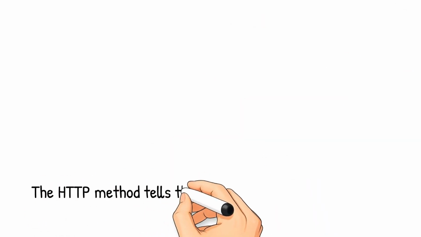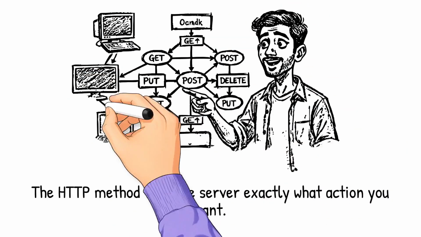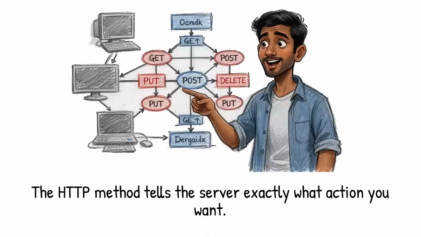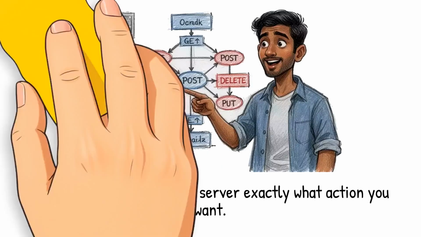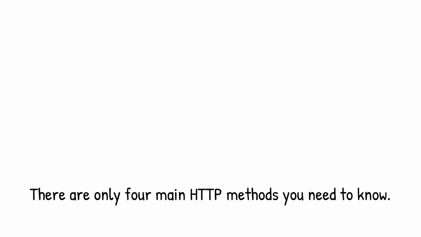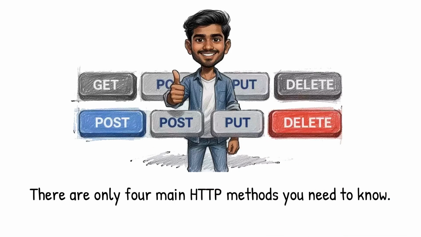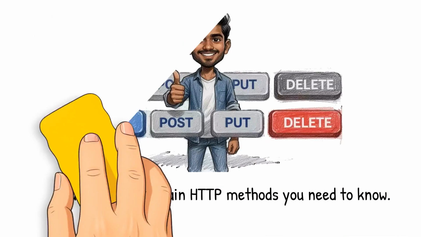The HTTP method is the part of your request that clearly tells the server what action you want to perform. And HTTP, by the way, is just the language computers use to talk over the web. So these methods are like the action words, the verbs of that language. And here's the genuinely good news. Out of everything you could possibly want to do, there are really just 4 main methods you need to know. Only 4. Master these and you've basically mastered how every app talks to its server.